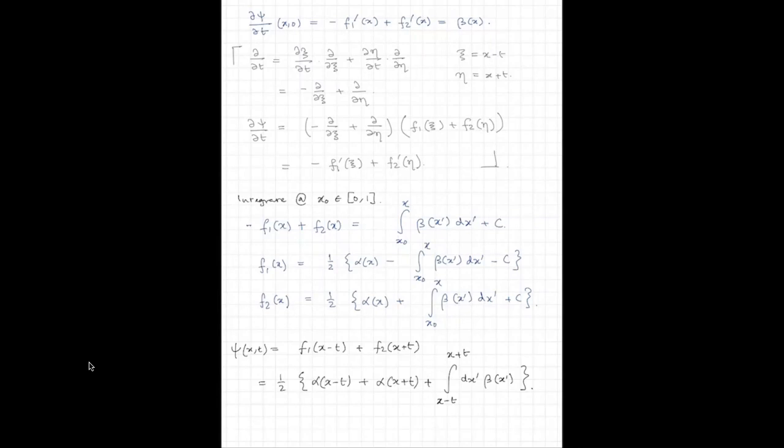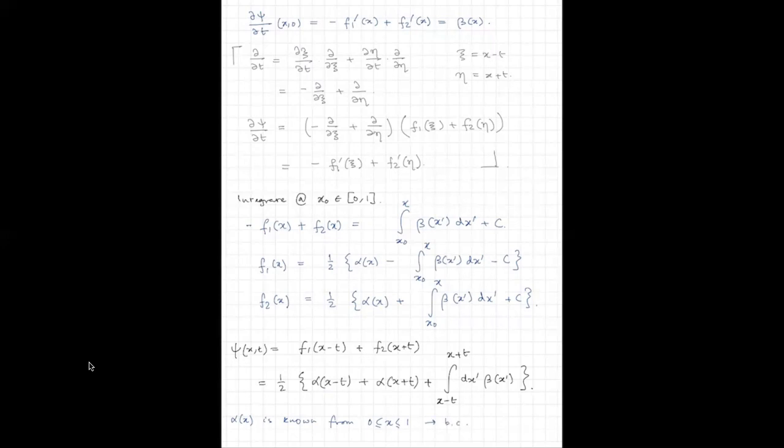This is determined in the region where these functions alpha of x minus t and alpha of x plus t are known. Now from boundary conditions, what do we have? From boundary conditions, we have that alpha of x is known for 0 less than or equal to x less than or equal to 1. This is from boundary conditions.